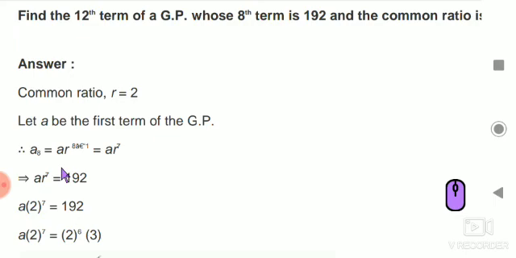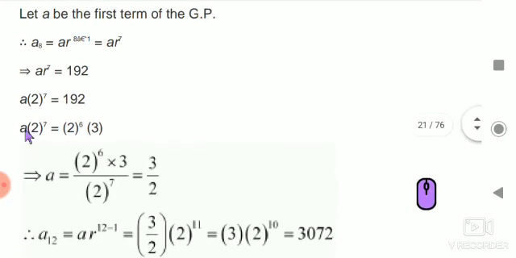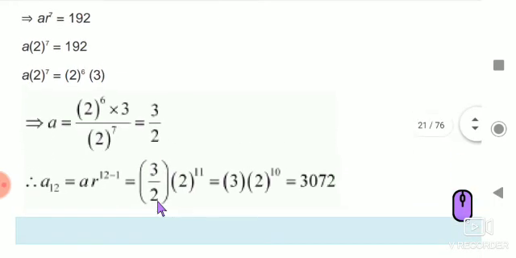Since a into r to the power 7 is 192 and the ratio is replaced by 2, by simplification we get the first term of the given progression, that is a is equal to 2 raised to 6 into 3 divided by 2 raised to 7, that gives 3 by 2. The first term of the given progression is 3 by 2. But we want to know the 12th term of the given progression. A12 is equal to a into r to the power 12 minus 1. A is 3 by 2, ratio is 2 raised to 12 minus 1, which is 11. Therefore 3 into 2 raised to 10, that gives 3072.